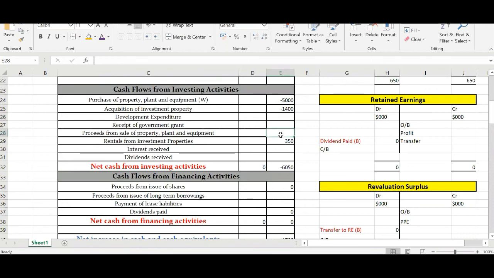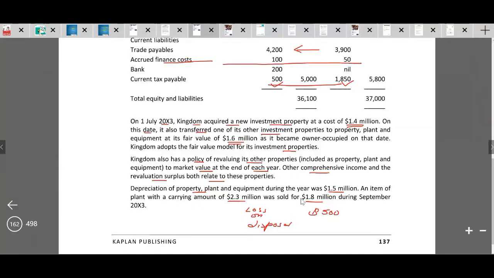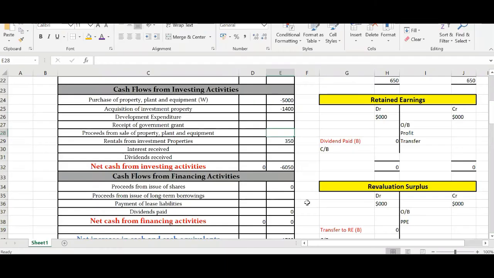Proceeds from the sale of property, plant, and equipment, yeah, we do have that, which is 1,800. They sold the plant for 1,800. So we're gonna add the proceeds over here. Interest received, dividend received, no data.